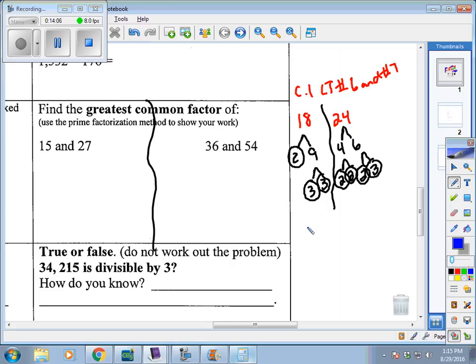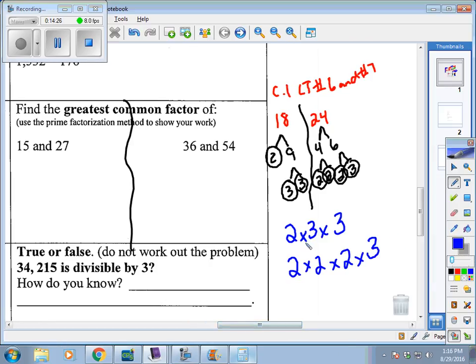Now I'm going to take those prime factorizations, so 2 times 2 times 3 times 3, that equals 18, that's from that one. And then I'm going to stack them. So then I'm going to take the prime factorization for 24, 2 times 2 times 2 times 3. Okay? And I got these 2 stacked up.